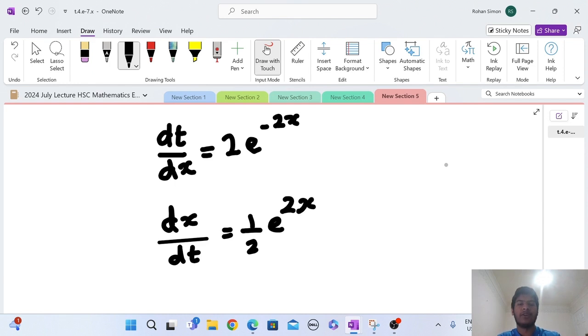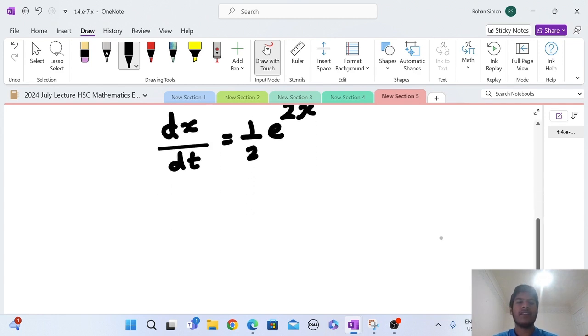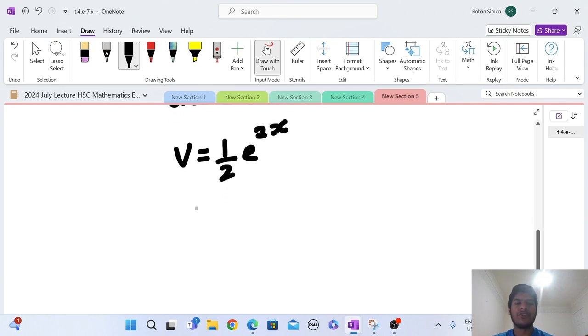Because if we reciprocate a negative 2x, it's going to be to the power of positive 2x. So that gives us a velocity expression: v equals 1/2 e to the 2x. Now we're at an interesting point. We have a velocity and position relationship.